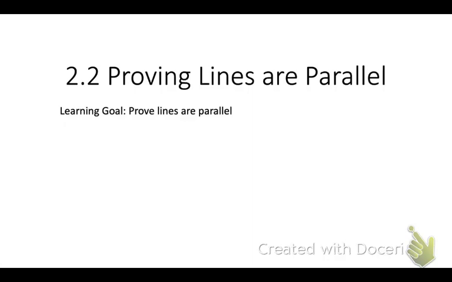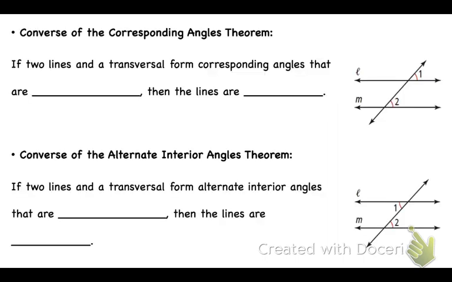Okay, so 2.2, proving lines are parallel. That's what we're going to be doing. That's in essence everything we're going to be doing. Converse. Okay, everything last week was a theorem, right? Converse means backwards. Okay. So I said if two lines were parallel, the corresponding angles were congruent.